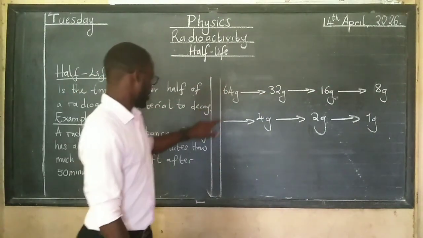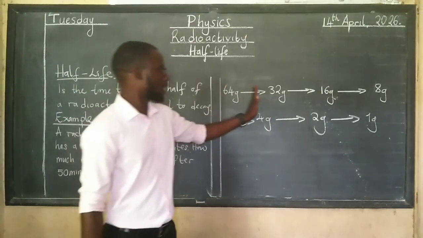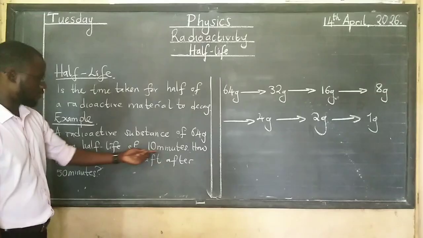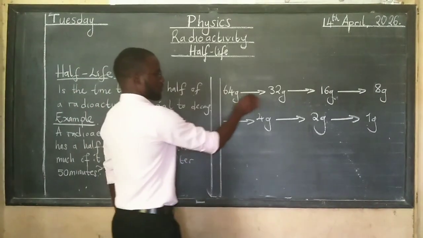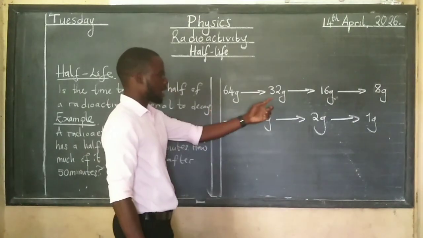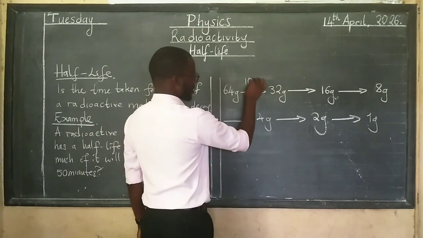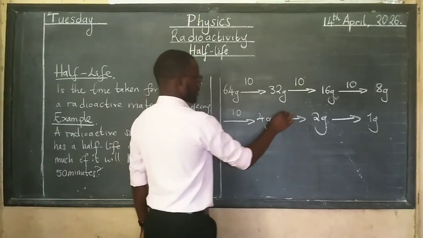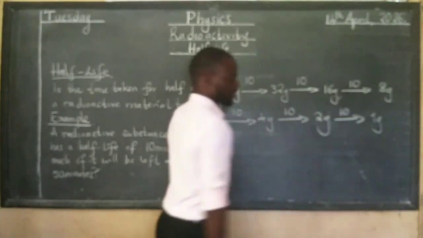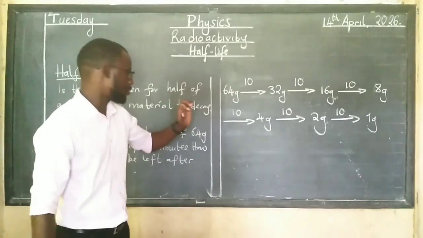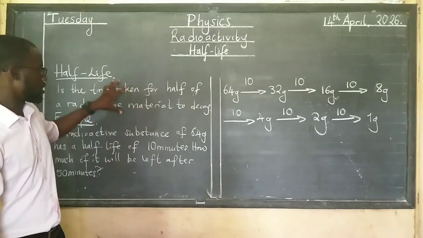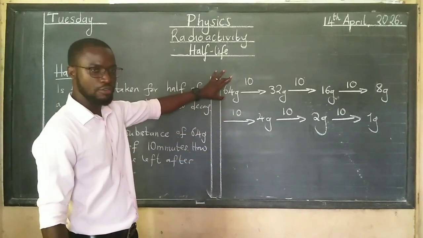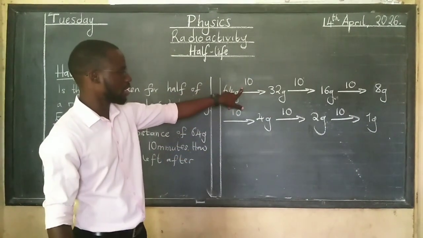So when you get the mass that you are given, you cut it into halves like this. After you do this, you get your half-life. So the half-life is 10 minutes. For 64 grams to become 32 grams, it's taking 10 minutes. 32 to 16, 10 minutes, and so on, 10 minutes each time. This is easy to understand. If you understand the definition of half-life, the time taken for half of a radioactive material to decay, so it was 64, for it to become 32, the half-life is 10 minutes, like that.